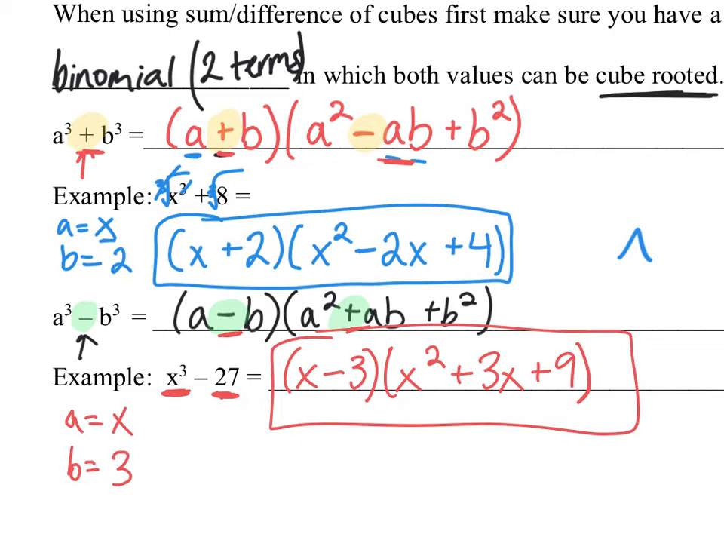It'll make sense. So do you have to put 3 to the second, like 3 squared? Is that how you get 9? Yep, 3 squared is 9.